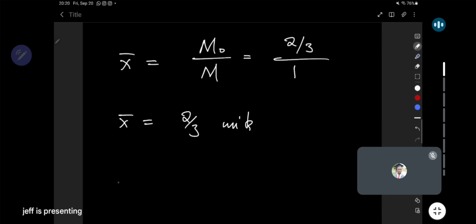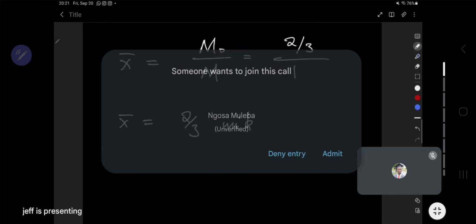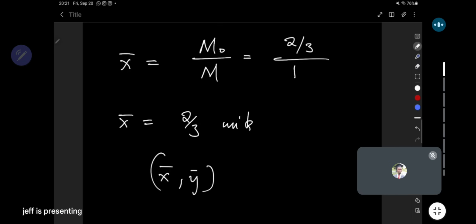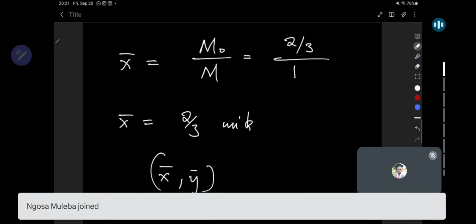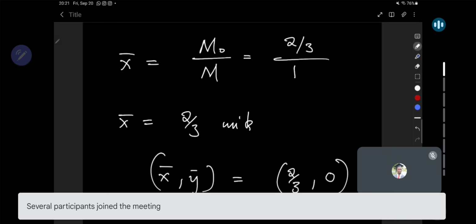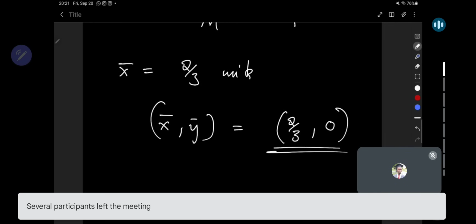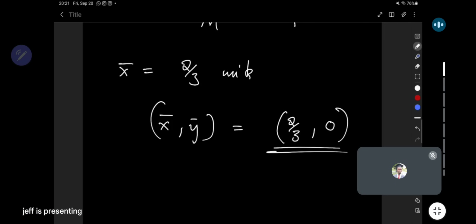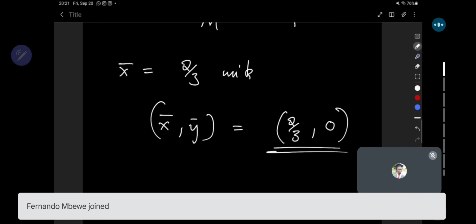So to present the center of mass, remember, it's x bar, comma y bar. But since this lies on the x-axis, the x-coordinate will be 2 over 3, and the y-coordinate will be 0, since it lies on the x-axis. So this is going to be the coordinate of the center of mass.